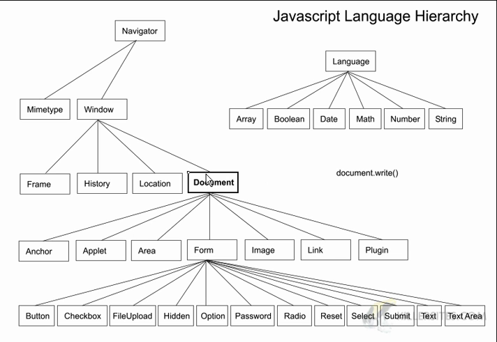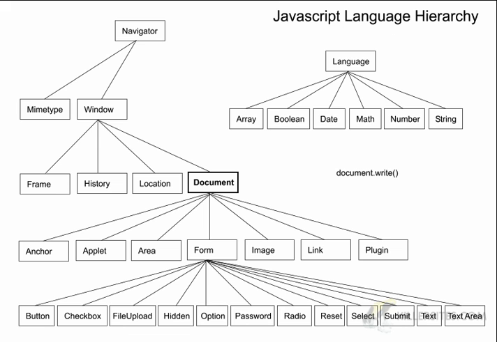So this is a document object, and we know, because I told you, that there's a write function inside of document. The document object happens to contain a whole bunch of other very useful functions, and the reason I've made it bold here is because it's probably the most important object in the entire JavaScript hierarchy.